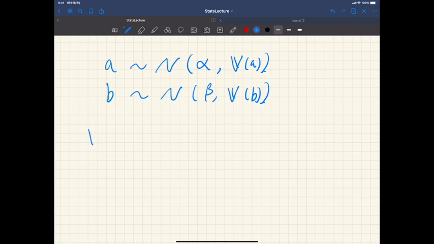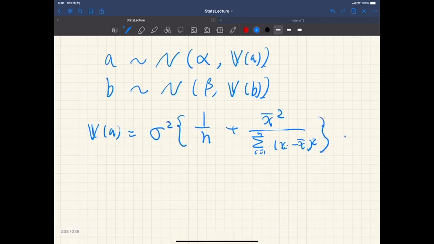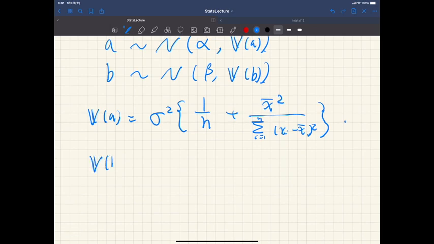And the variances here can be given as, I don't prove how this can be obtained, but just give you the result. And that's x bar squared over the sum of xi minus x bar squared. So the variance of A is given by this, and the variance of B is given by this.